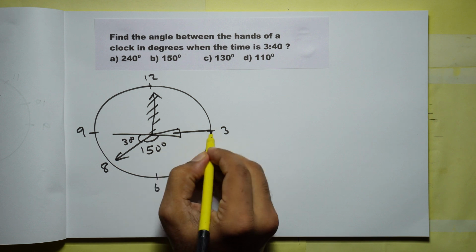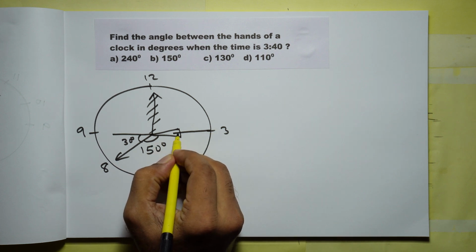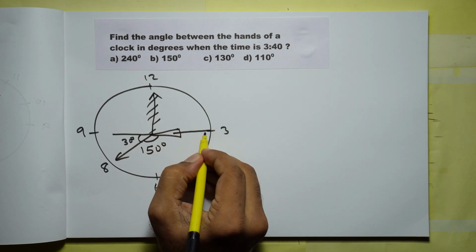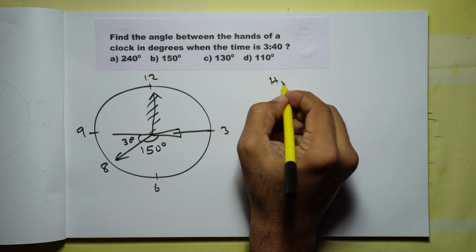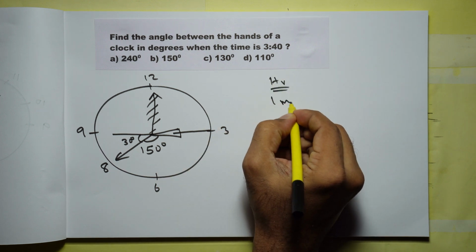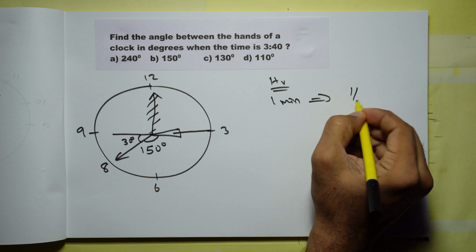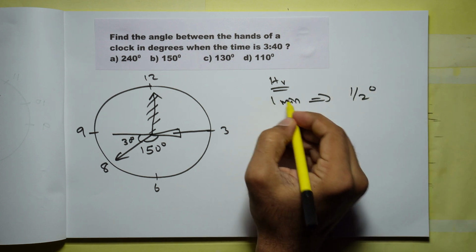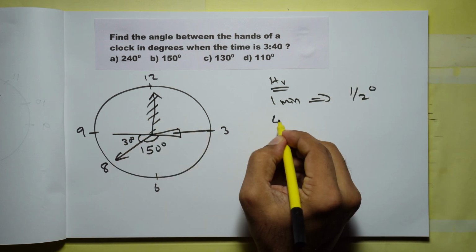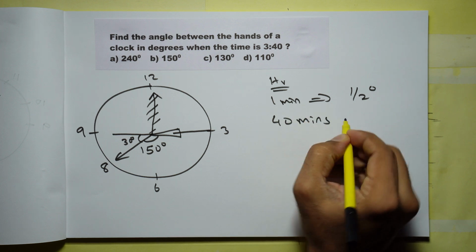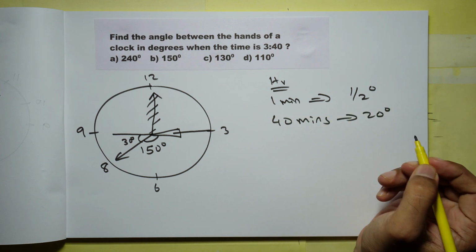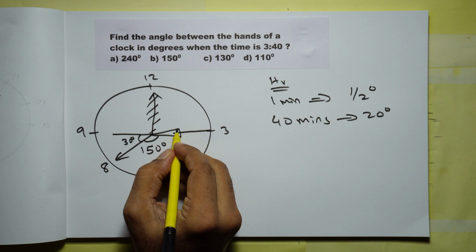But actually the hour hand is not fixed here. From 3 to 3:40, the hour hand will be moving. So if you look at the hour hand alone, in 1 minute, it will move half a degree. So from 3 to 3:40, in 40 minutes, actually it will move 20 degrees. So the hour hand is not stationary here.